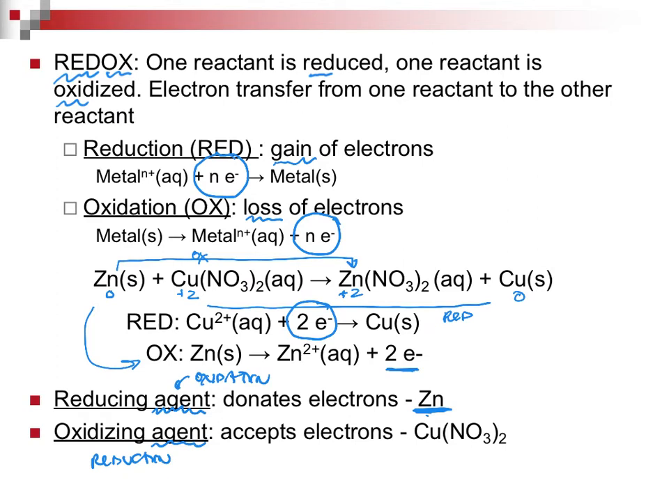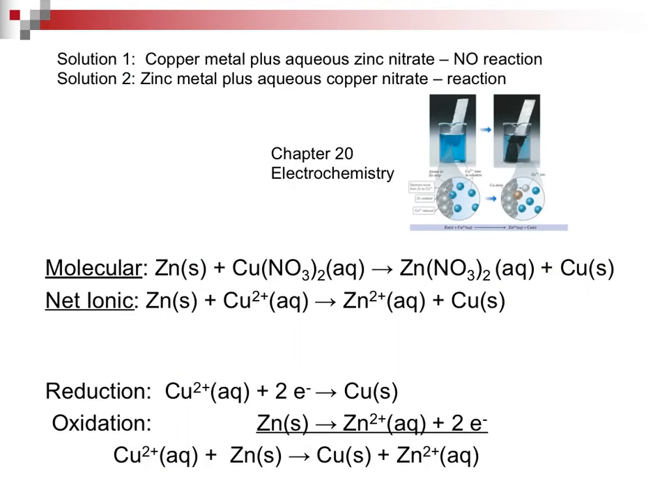And what is the agent doing that? It would be the copper nitrate. Copper 2+ is undergoing reduction. But if I'm talking about the agent, I must talk about the entire species. Notice all of these labels are put on reactants. They're never put on products, but on your exam, sometimes products are options. Don't fall for that trick, okay?